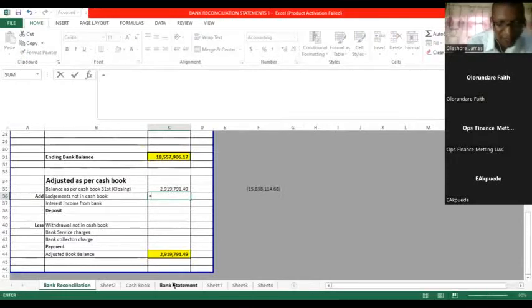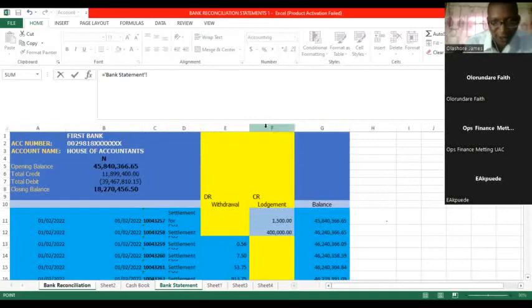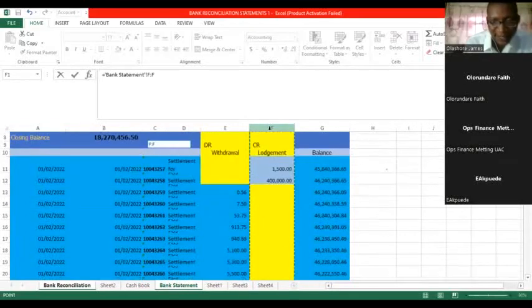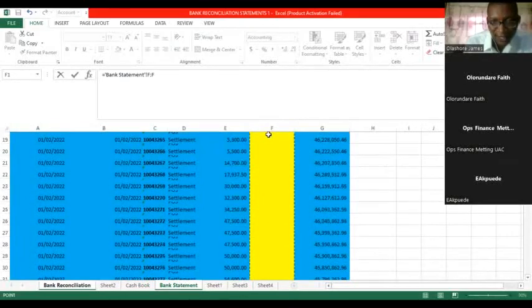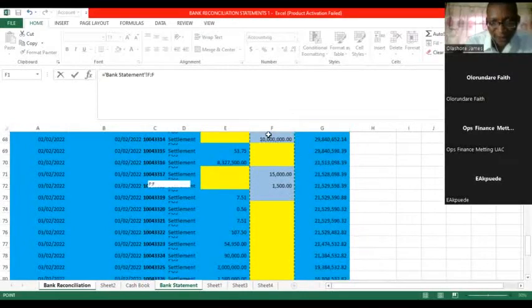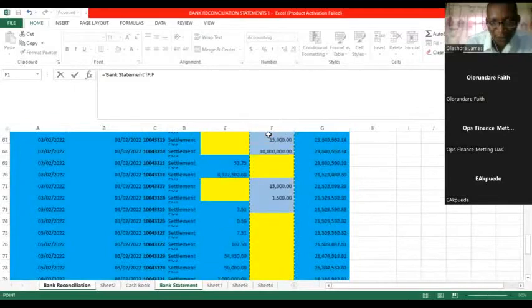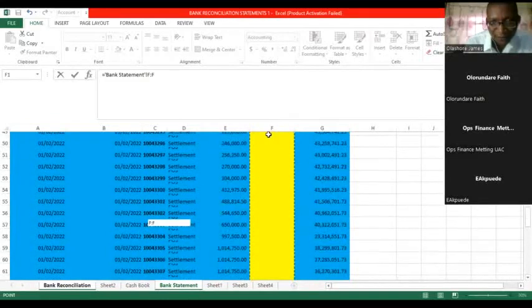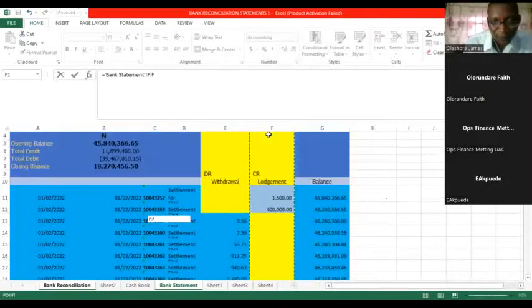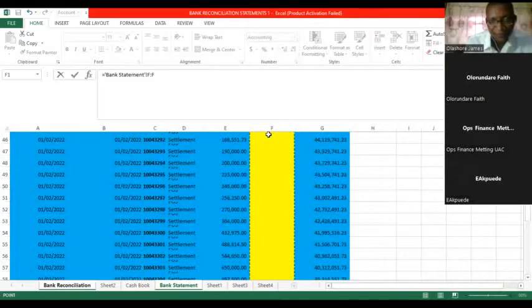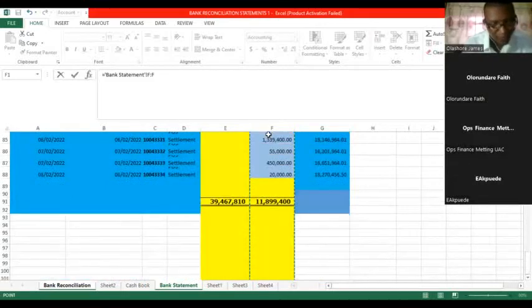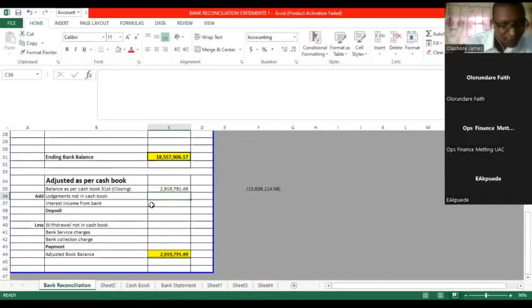So let's come back to bank statement and let's see all our lodgement side, that is the credit side, the one that is not in cash book. So what do we have? There's no figure that is not in cash book here. There's none. Okay, fine. See, there's none.